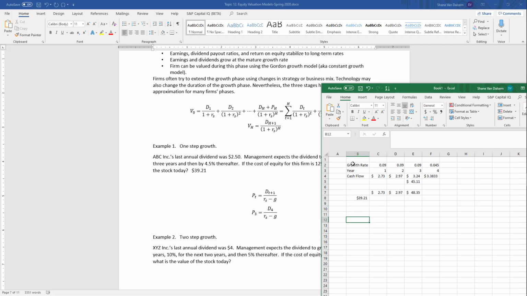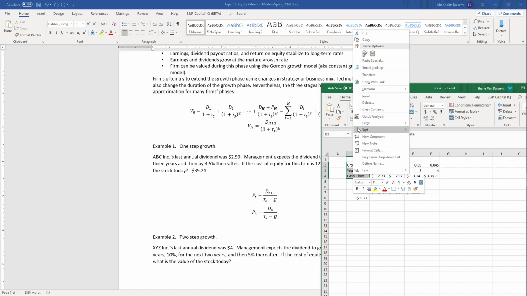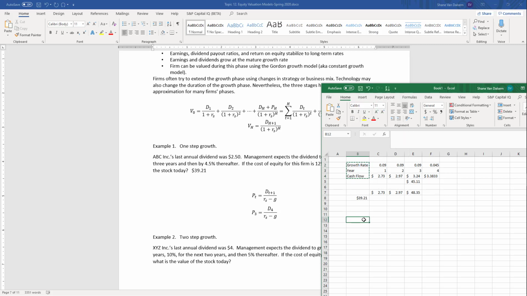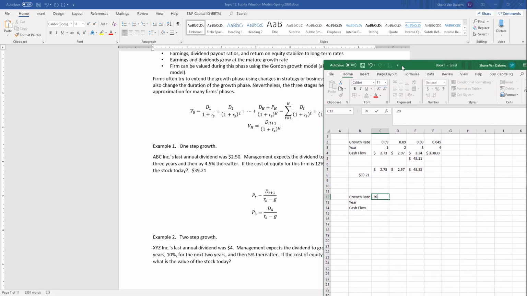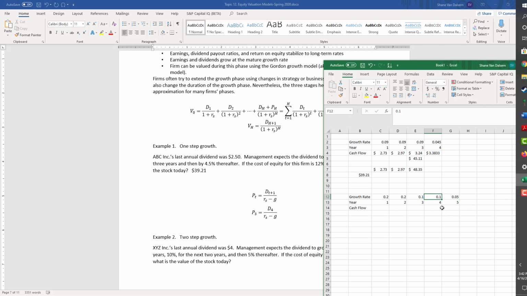I'll do my same setup. So my growth rate is 20% for 2 years, 0.20, 0.20, 10% for 2 years, 0.10, 0.10, and then 5% thereafter. So the constant growth starts after the end of year 4. So our horizon time period is year 4, because our constant growth starts the next year.